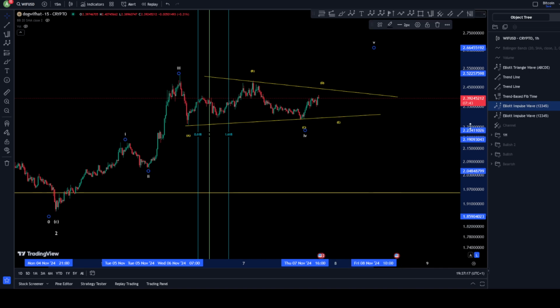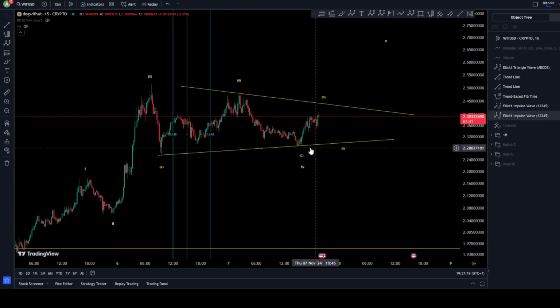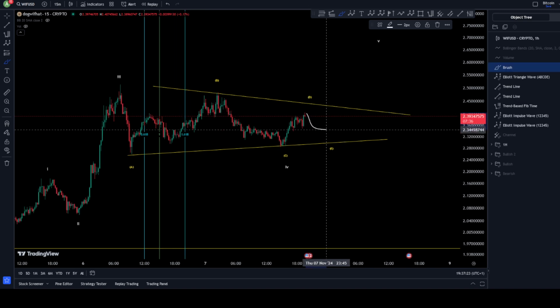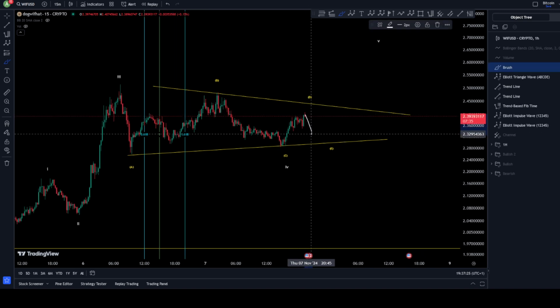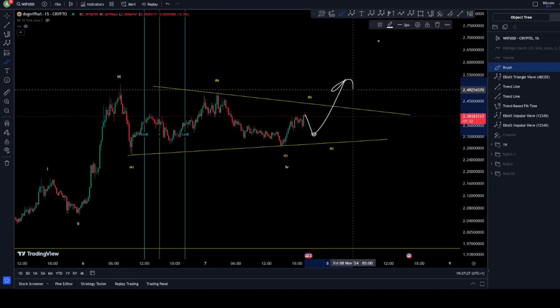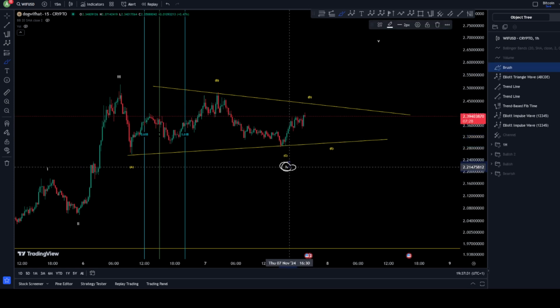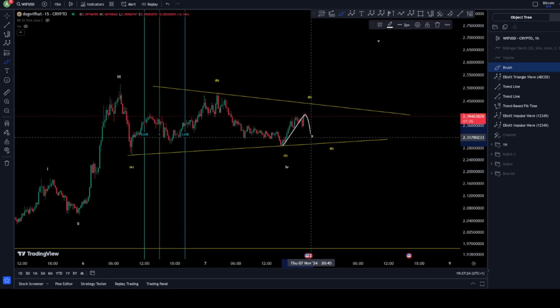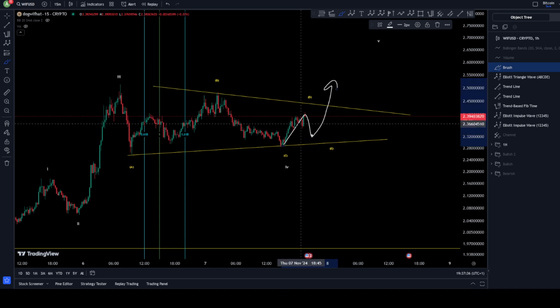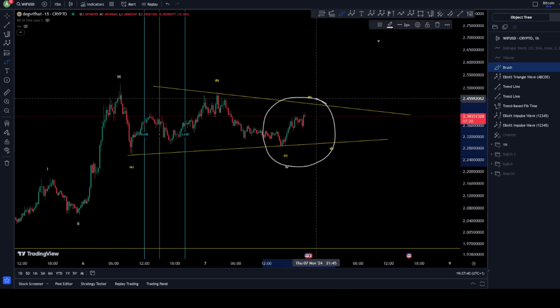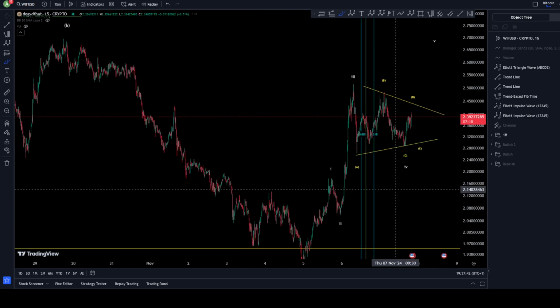Okay, so here are the critical things. Now we are looking at 1, 2, 3, 4, 5, yes, as an impulse. If we are in a wave E, we're going to take the low and then move towards the upside. If we are in a 1, 2 and finish here as a wave 4, we're going to go down and take, of course, again, the highest prices. So this is on the 15-minute chart, okay?